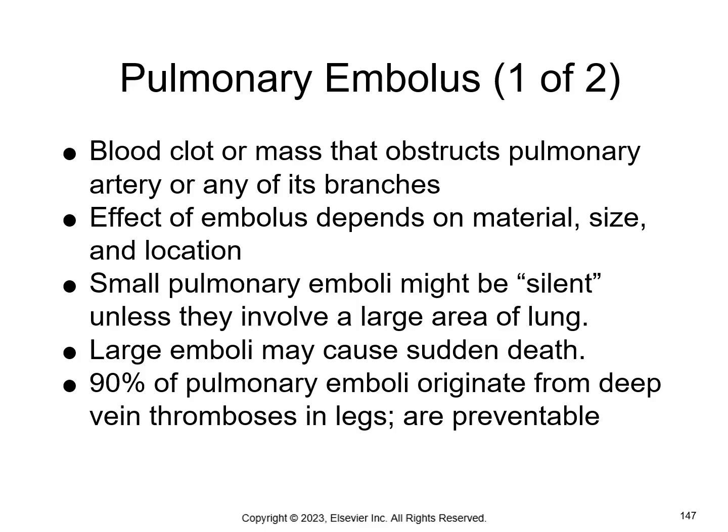All right, next up is pulmonary embolus. This is where a blood clot or a mass obstructs the pulmonary artery or one of its branches. The embolus effects would depend on the size and the type of material. A small pulmonary emboli can be silent unless it involves a large area of the lung. Large emboli can cause sudden death. 90% of the pulmonary emboli come from a DVT in somebody's legs, and they're preventable.